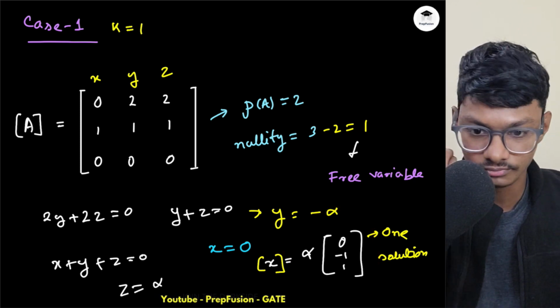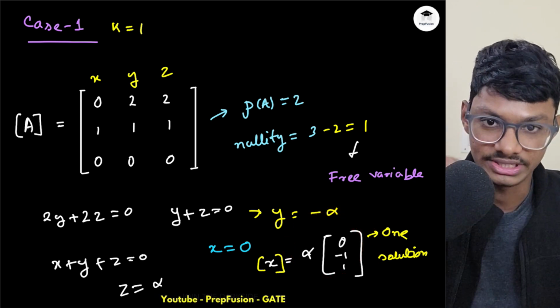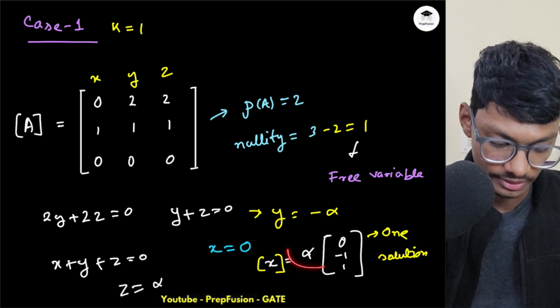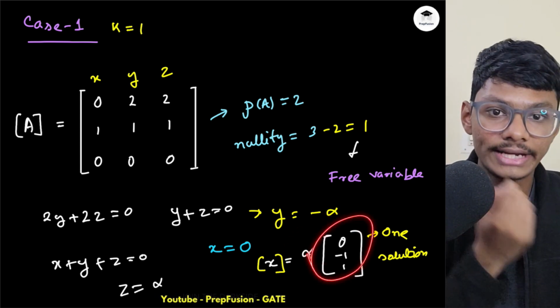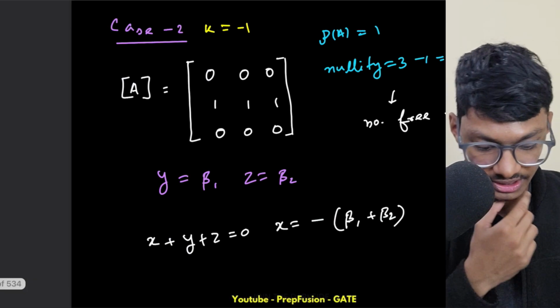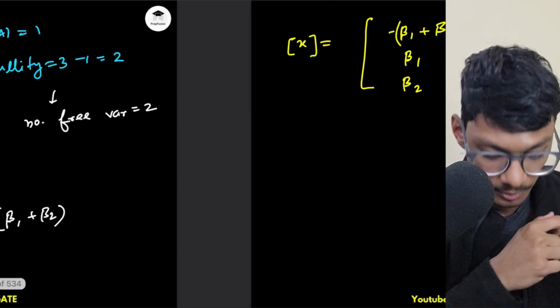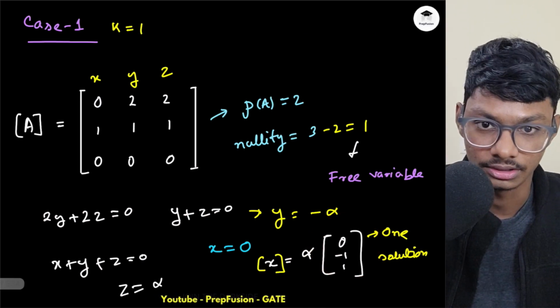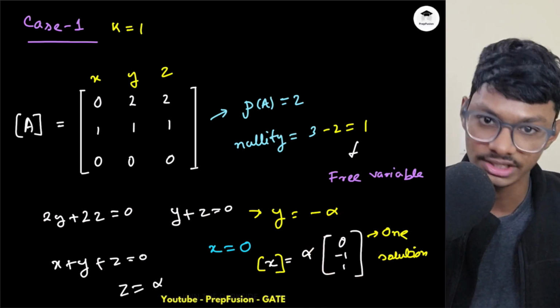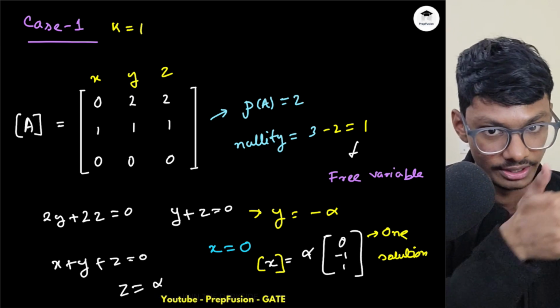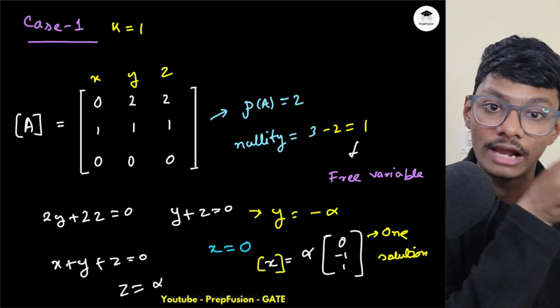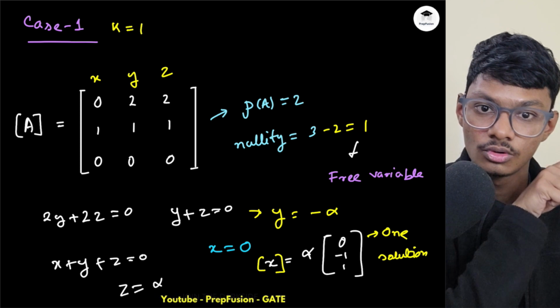What I mean to say is, here obviously I have an infinite number of solutions, that is true. For k equals 1, I have infinite solutions, but only one type of solution. But in this case I have two types of solution, which are linearly independent. Here they are always linearly dependent, because let's say 0, minus 1, 1 is one solution for alpha equals 1. Now if I put alpha equals 2, it is 0, minus 2, 2.